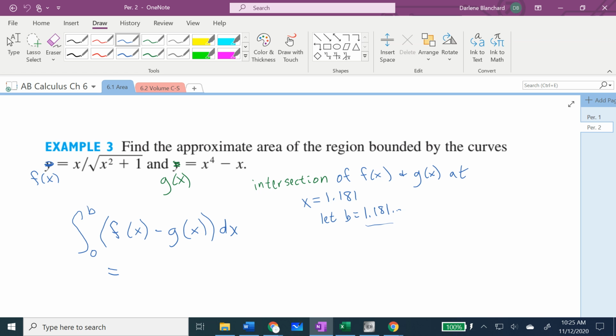But when I graph it, I need to be able to see the entire region in the window, or I'm going to have to change my window before I can do anything. So you might get lucky, you might not. Okay. So I got lucky because I can see the entire region right there.